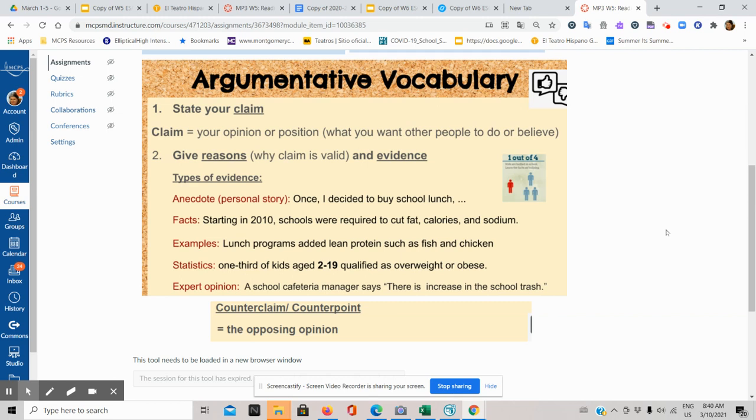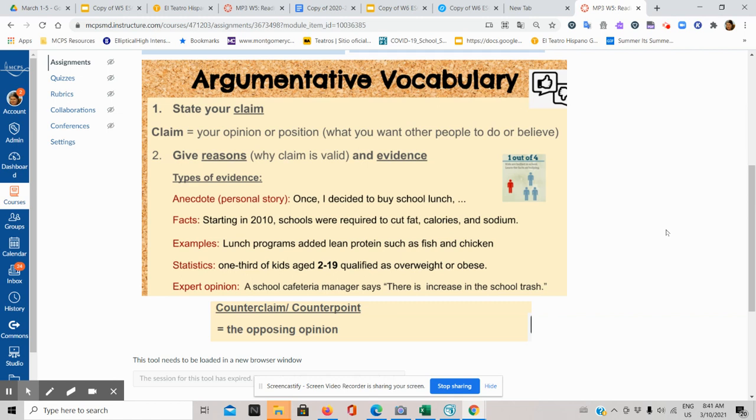The first thing that you have to do is to state your claim. A claim is your opinion or position. Then the author gives reasons and evidence. And this assignment is about identifying the claim, reasons, and evidence. The types of evidence you can find are an anecdote, which is a personal story.